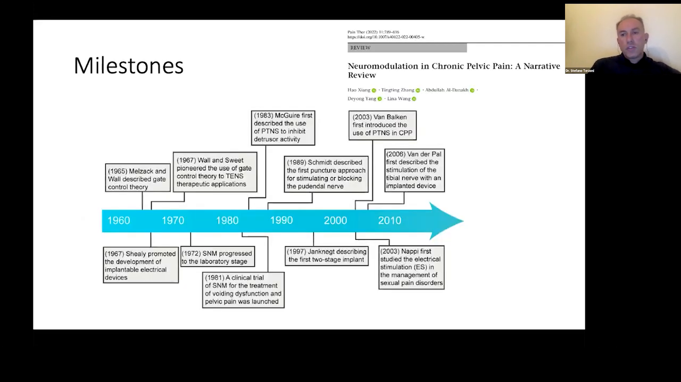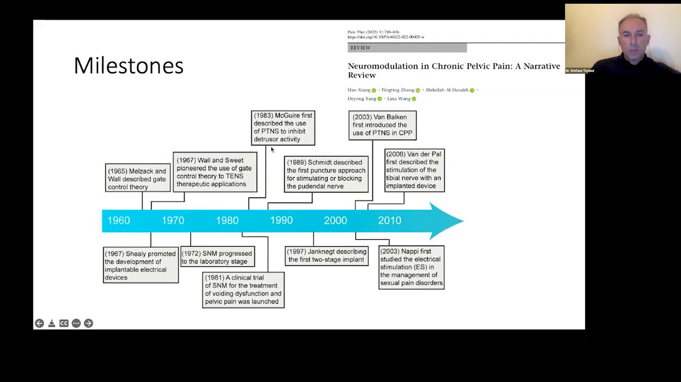So is neuromodulation a new idea? No, definitely not. In the 60s, the first implementations of neuromodulation were started, and the fundamentals were laid with the gate control theory, which is a fundamental theory underlying the treatment of pain. TENS was introduced between the 60s and the 70s. We will be describing this therapeutic option in a minute.